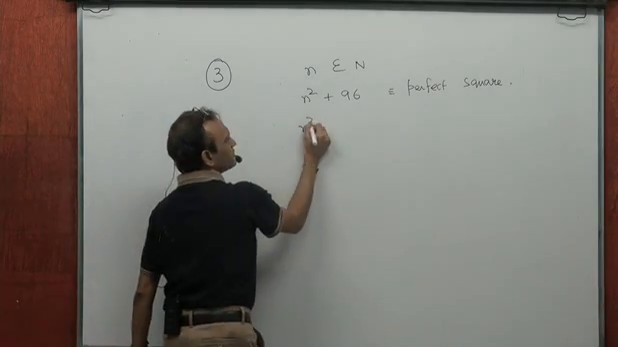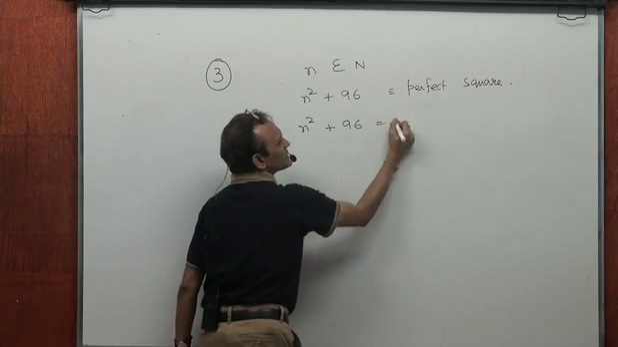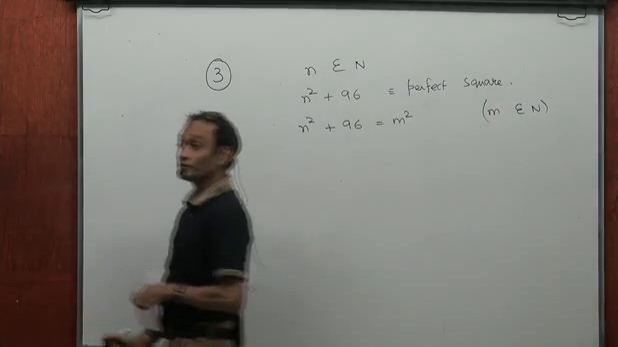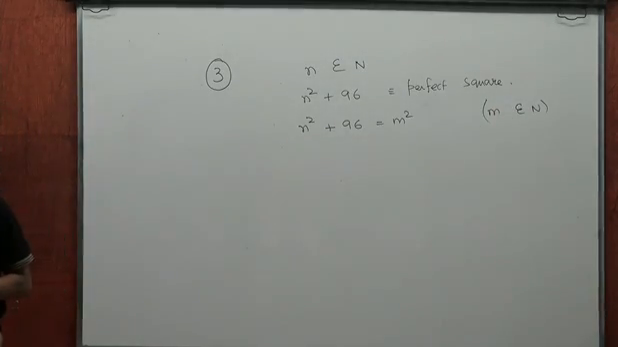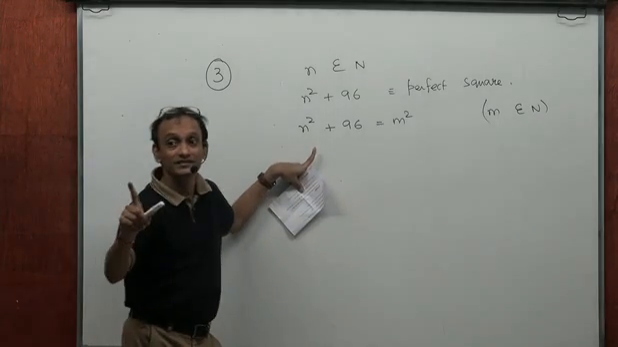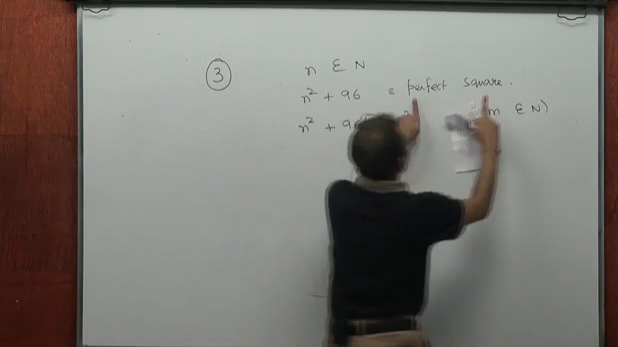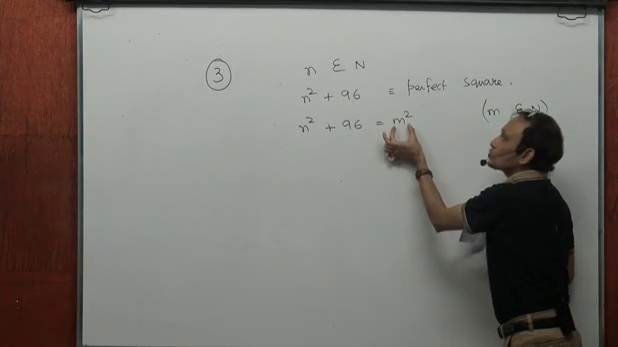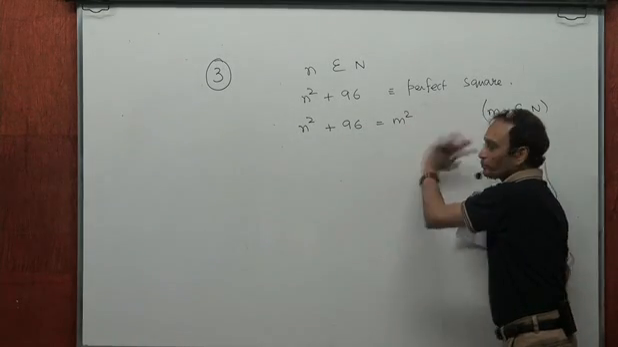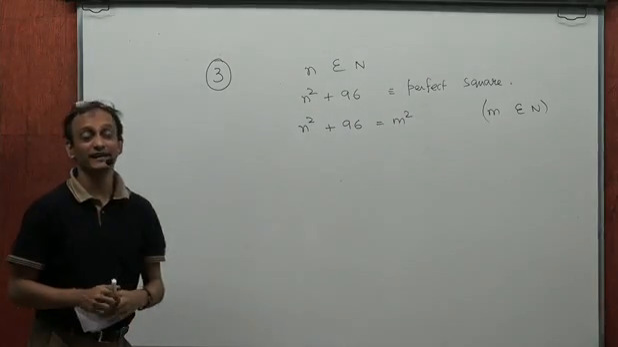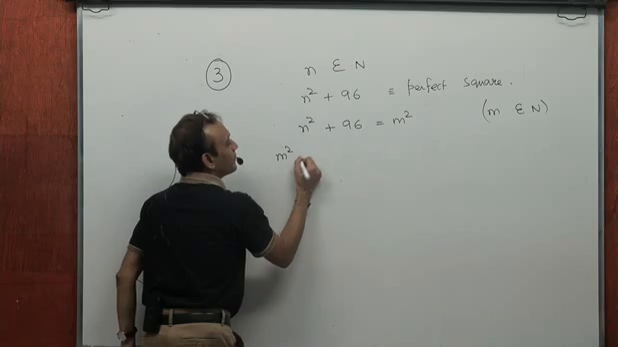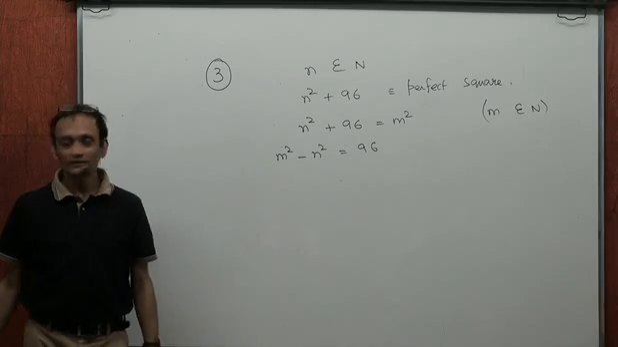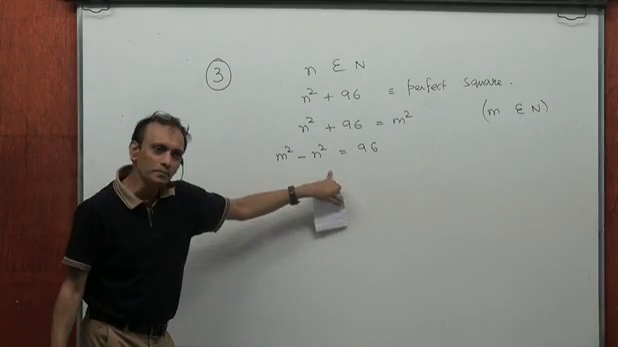Which means n squared plus 96 must be some m squared where m is a natural number, isn't it? That's what we want. Therefore, we are seeking natural numbers n and m for which this condition is met. The right hand side should be square of a natural number m. Clear? Okay, no rocket science. Once again, this involves m squared minus n squared is 96. Factorize this: m plus n into m minus n.